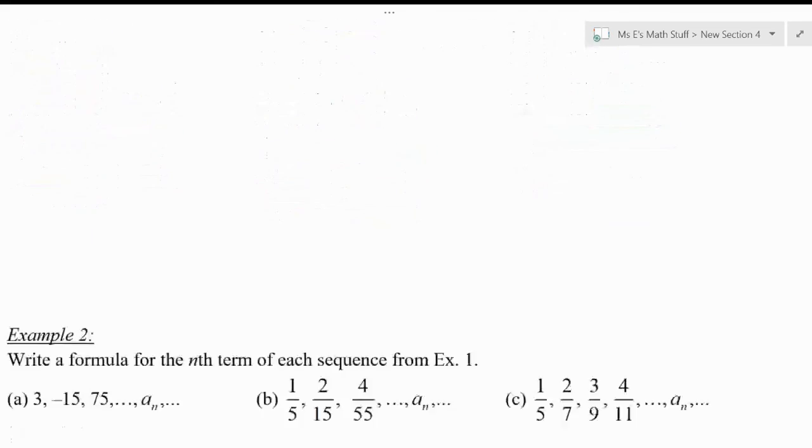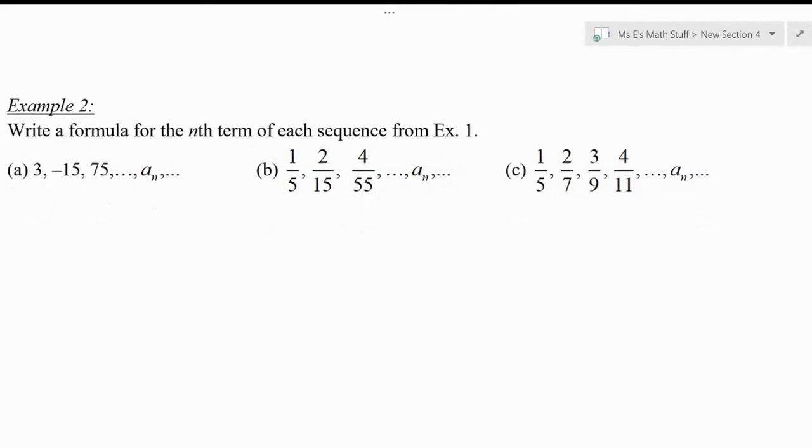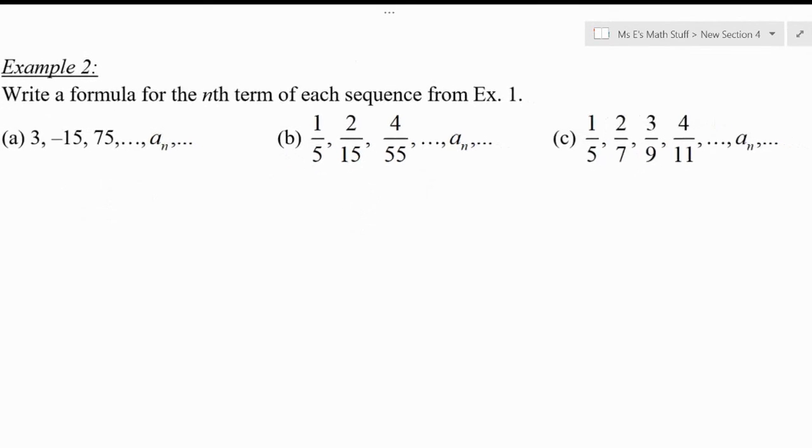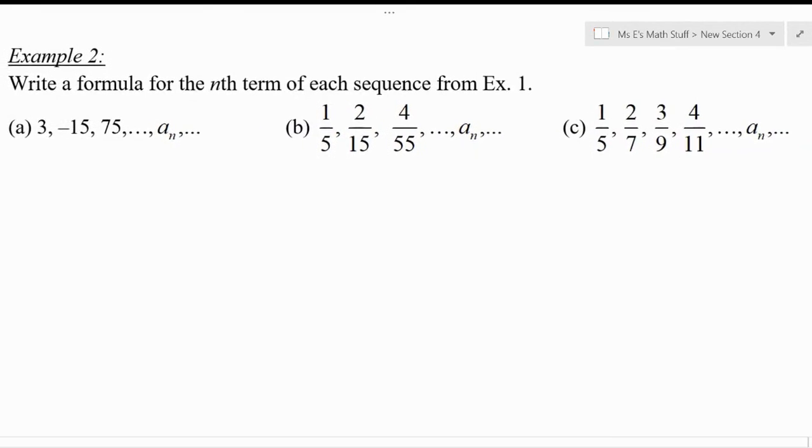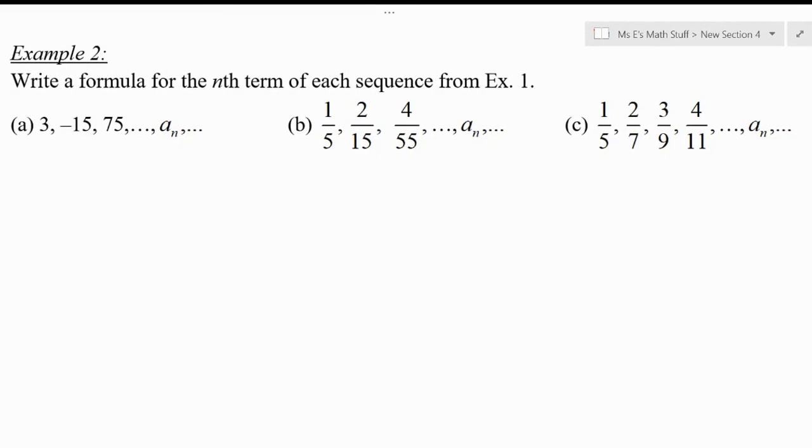Okay. Let's take a look at example 2 here. Example 2 says, write a formula for the nth term of each sequence from example 1. And this 55 would have to be a 45 in order for you to have much to do with part B there. Okay, so go ahead and see how this goes and then check in with me in the next video.